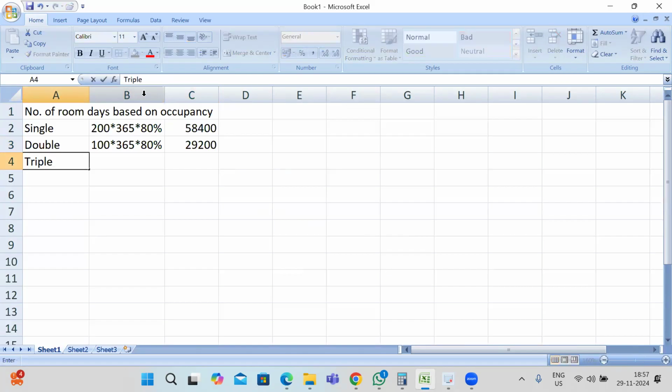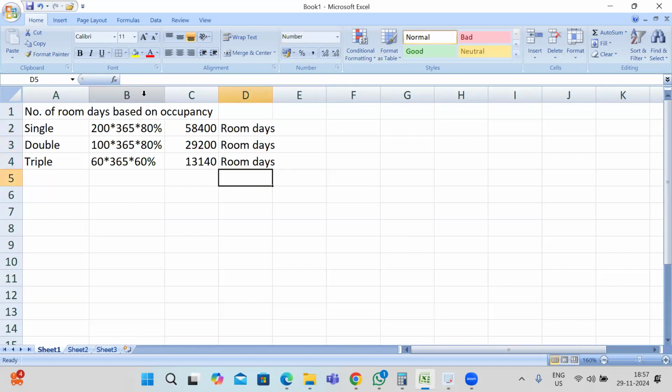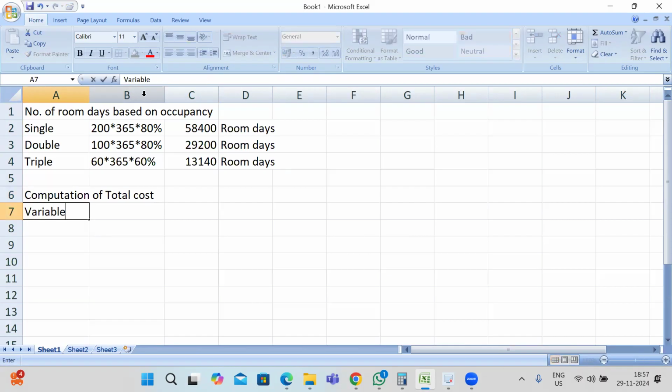Then for triple rooms, we have 60 rooms into 365 days into occupancy rate of 60%. So I will be having 13,140 room days. Now I will be calculating the computation of total cost. First we will be calculating variable cost, for single room, double room, and triple room.